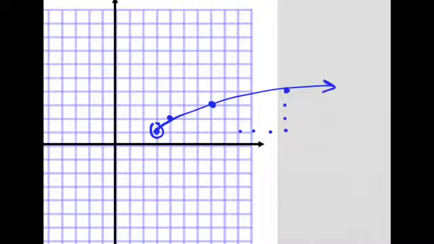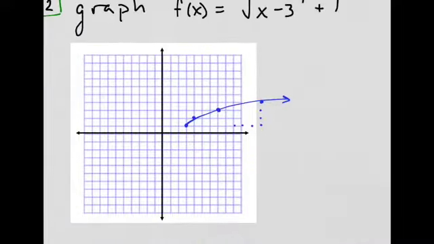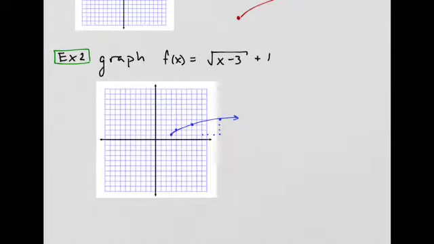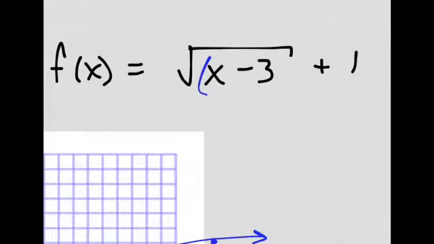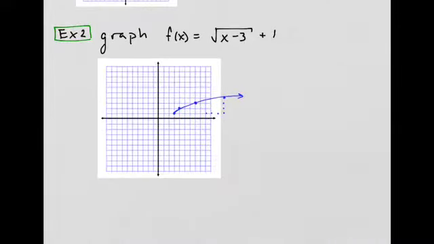Remember, it starts there, so I can't have anything like that. That's not correct. And then it just goes over. And it's always going to be going to the right for this. If we wanted it to go to the left, then we'd have to put a negative in there, but we're not going to worry about that right now. So there you go. All the rules are the same.